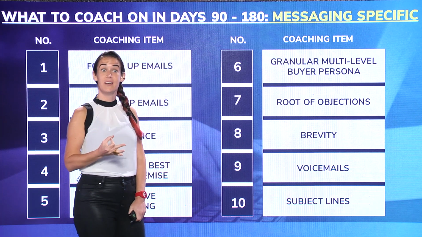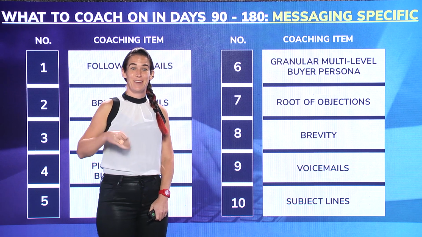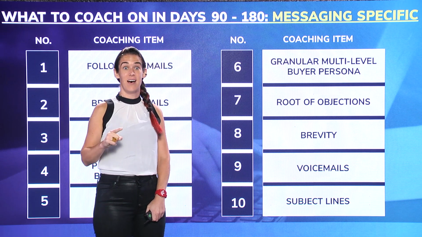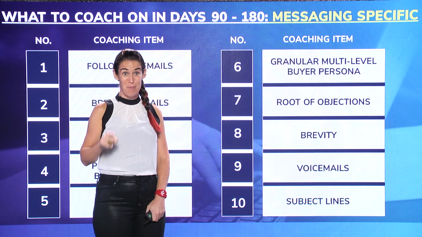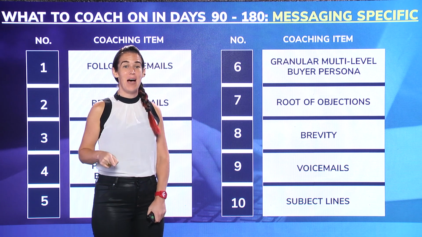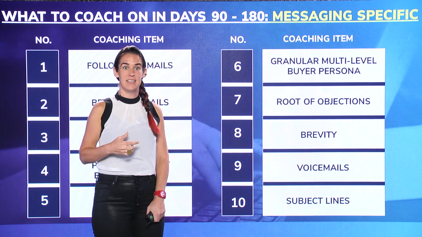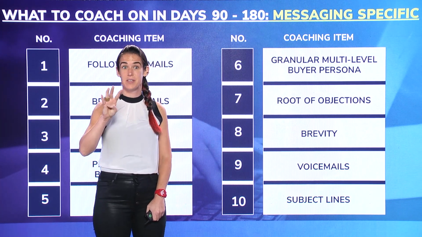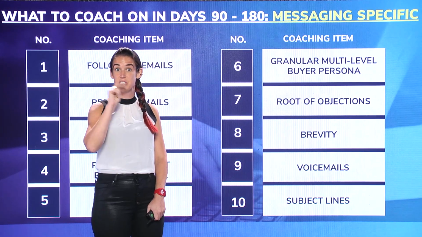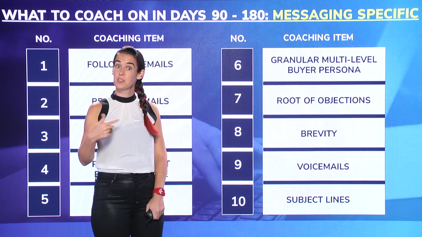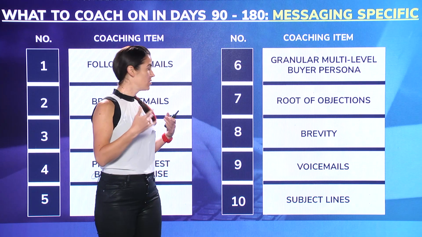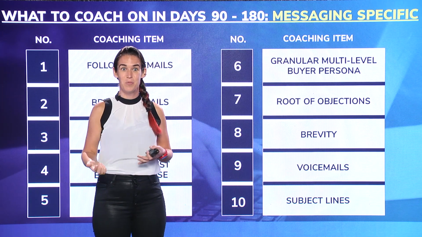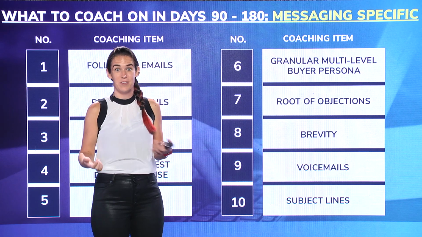Seven, the root of objections. There are two different kinds of objections, shallow ones and real ones. If you counter a real one, you're going to make people mad. So I would help in the second 90 days. For more on that, go to session four within season two, I believe, or I'm sorry, episode four within season two, where I talk about the difference between the two. There is a way to root out which bucket an objection falls into, which ones I should counter, how do I counter those, et cetera.